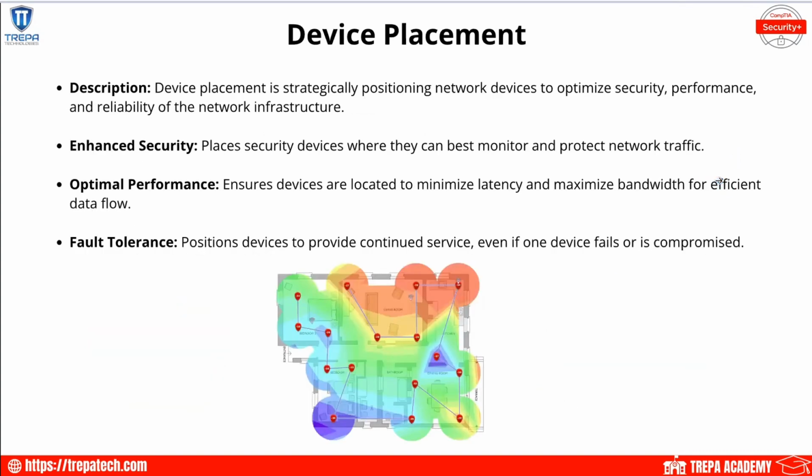Device placement. So device placement is strategically positioning network devices to optimize security, performance, and reliability of the network infrastructure. A lot of times we see this with wireless, right? Device placement is big when it comes to Wi-Fi because we want to make sure we have solid coverage for all of our users and roaming users. Device placement when it comes to wired networks can also be something we want to think about, but more or less it's going to be our cabling standards at that point, right? Like if we have a comms closet 100 meters away, maybe we want to do multi-mode fiber instead of Cat6.